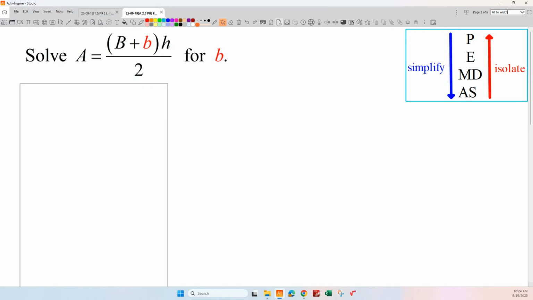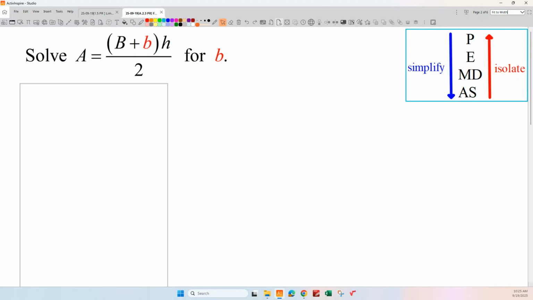Okay, so we want to solve this for b. Can we point to a single lowercase b? We can, right? And remember, in algebra, variables are case sensitive. Uppercase B and lowercase b are different variables. One of them stands for probably the longer base, and one of them stands for the shorter base, maybe something like that. But they're different. So I can point to a single b so I can isolate it.